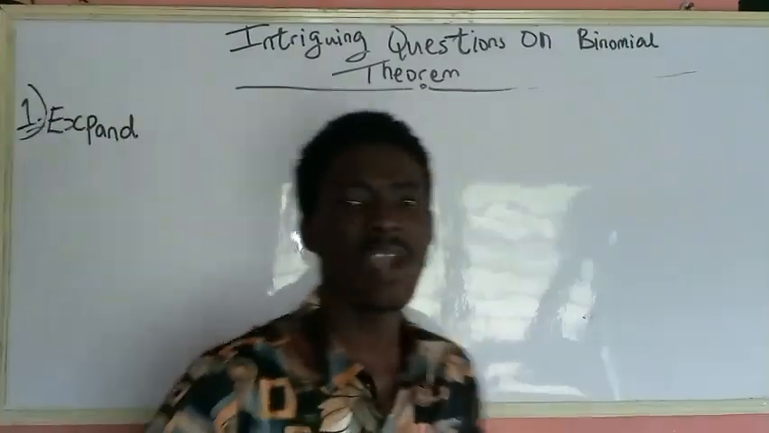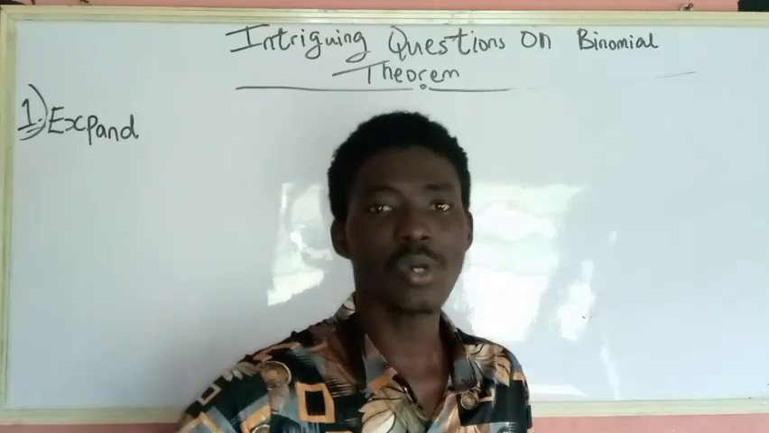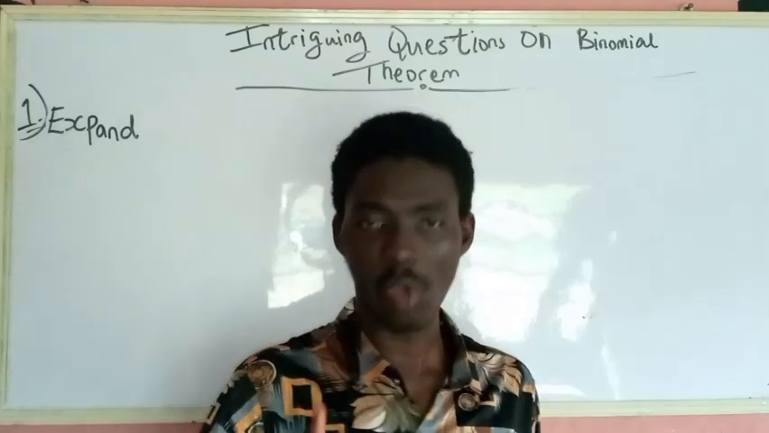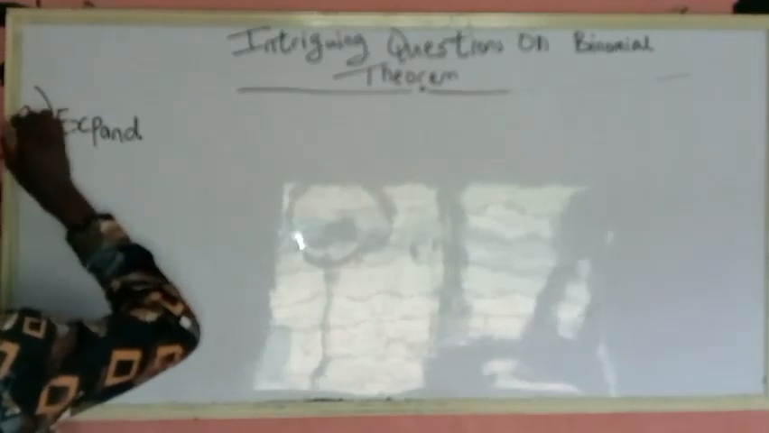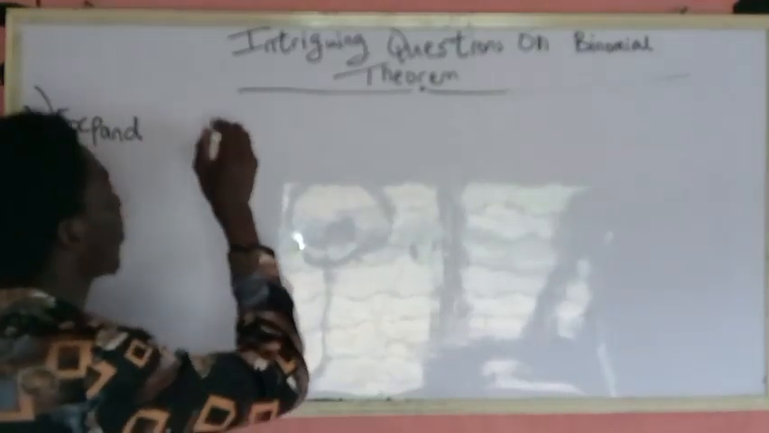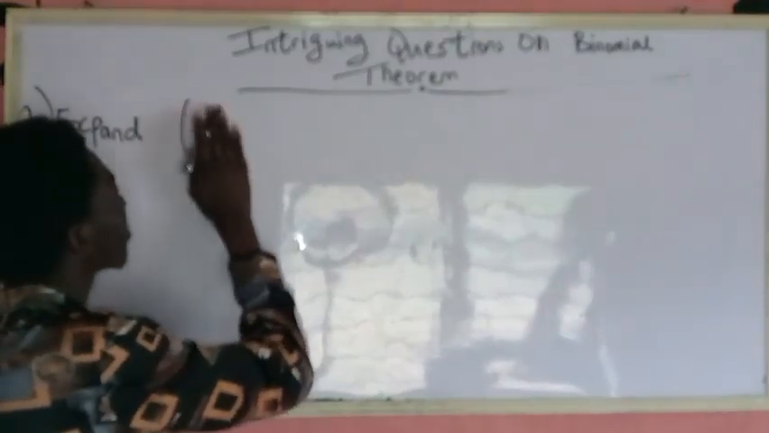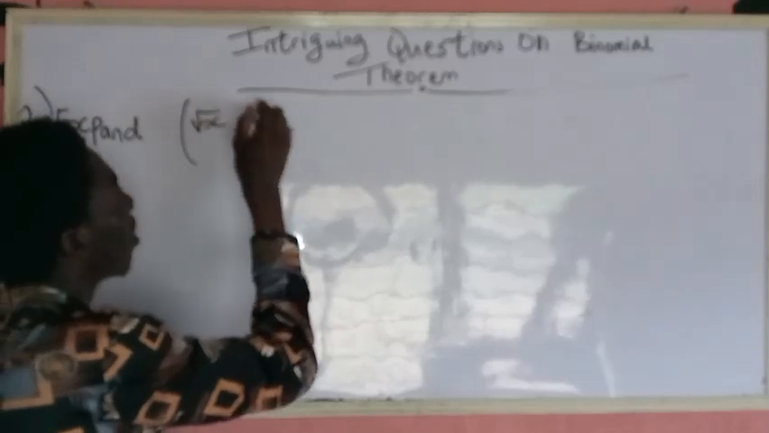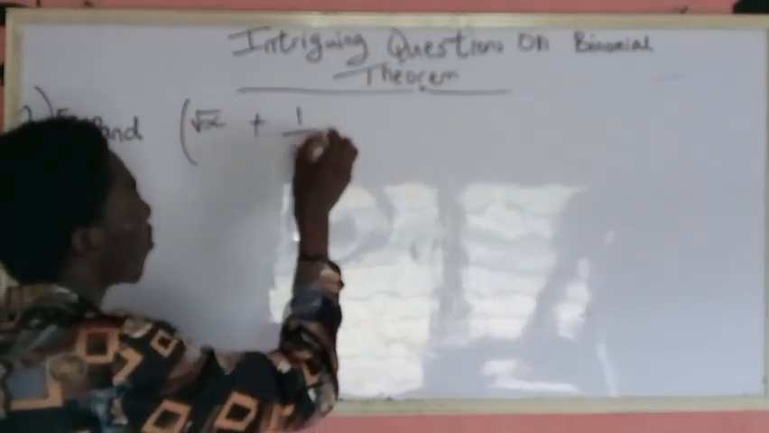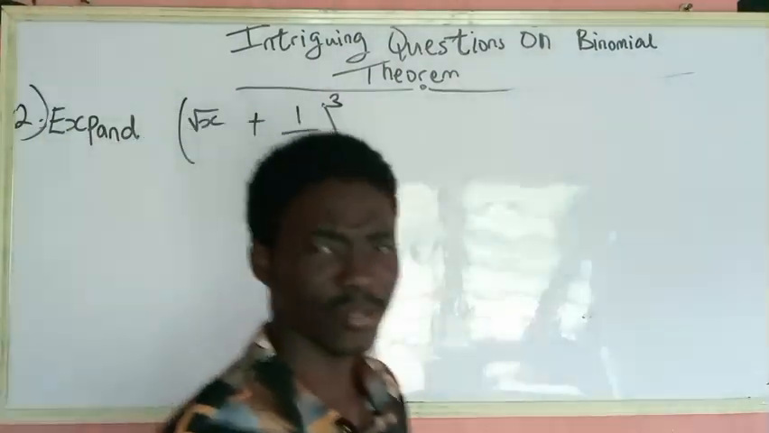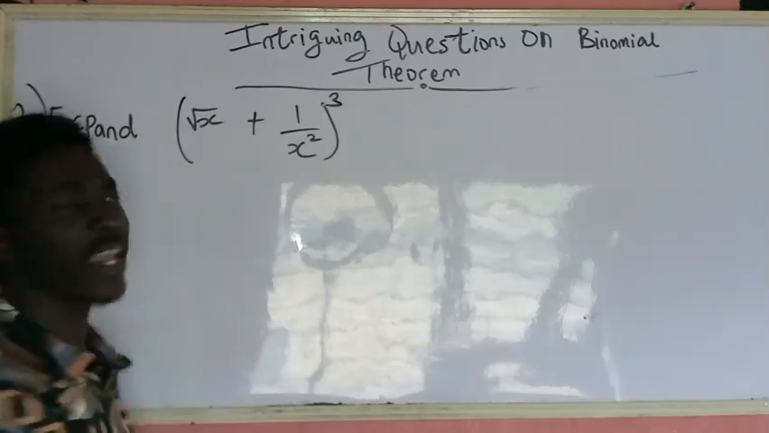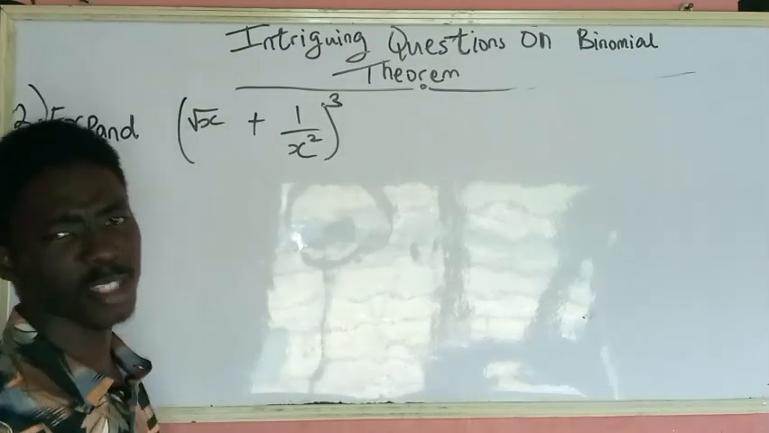I would like you guys to check out my video on Pascal triangle. So I'm using the values of the coefficients of Pascal triangle. Then let's take another question. Let's assume I have square root of x plus 1 over x squared, all raised to 3. How do we expand that?